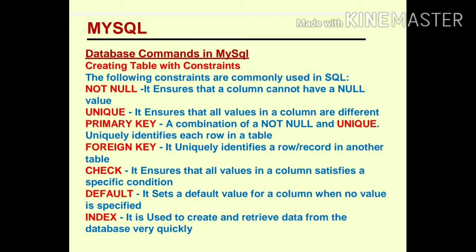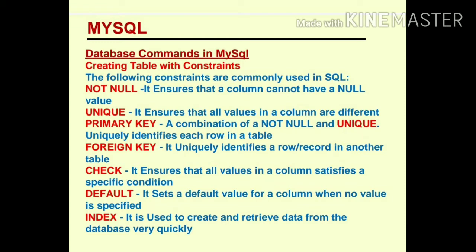Now first of all, not null. Not null is a constraint. If we apply this on a column, then in that column we cannot leave any entry as null. Every time we have to insert some value in that column. Next is unique. If you are making a column unique, then in that column you cannot insert duplicate entries. For example, roll number. We have to make roll number unique so that nobody can insert duplicate entries in roll number.